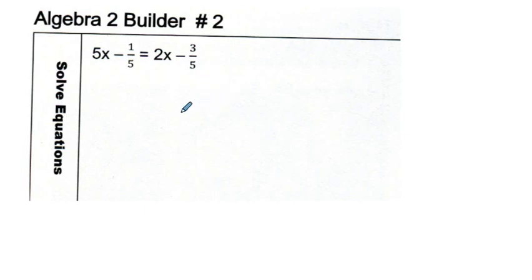Algebra 2 Builder number 2. We're going to go over these problems, and the first one here is solve equations. We have 5x minus 1/5 equals 2x minus 3/5. There are a lot of different ways to do this problem.